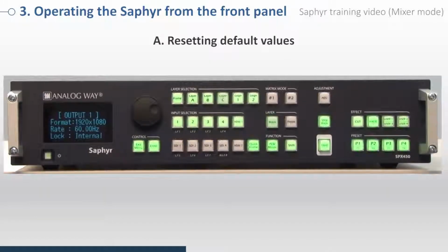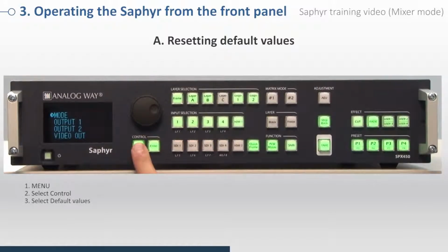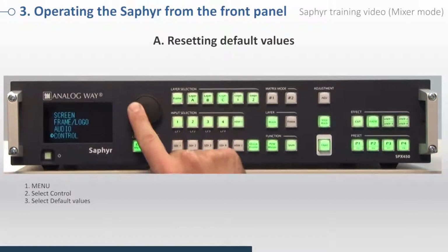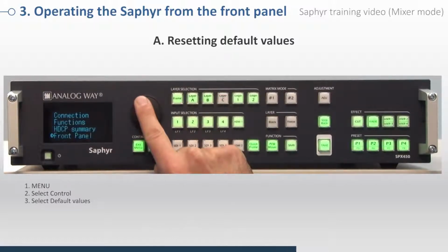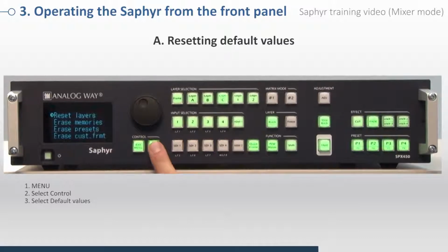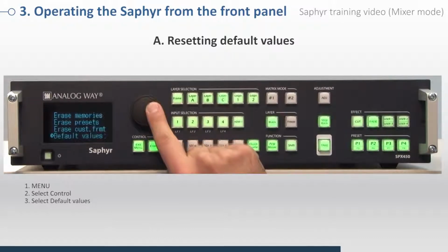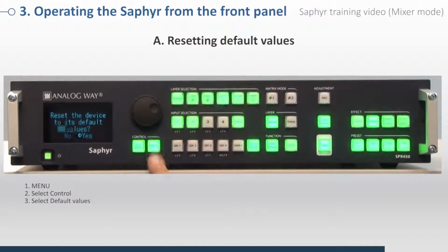Resetting default values. To reset default values, press the Exit Menu button and select Control in the menu by rotating the corresponding knob. Then press the Enter button to enter the Reset Erase submenu. Select Default Values by rotating the scroll knob and press the Enter button to enter your choice to restart your Sapphire with its factory settings. This operation should take approximately 30 seconds.